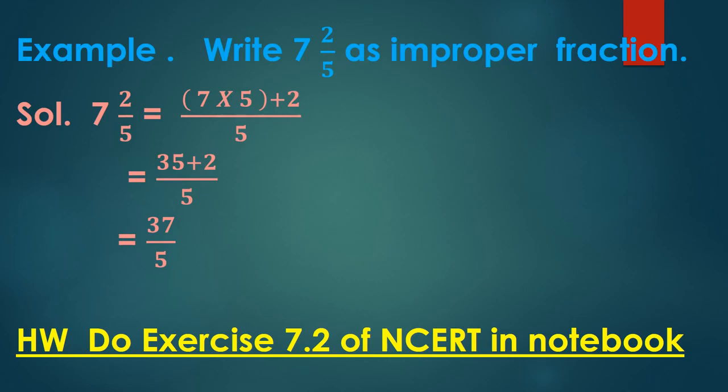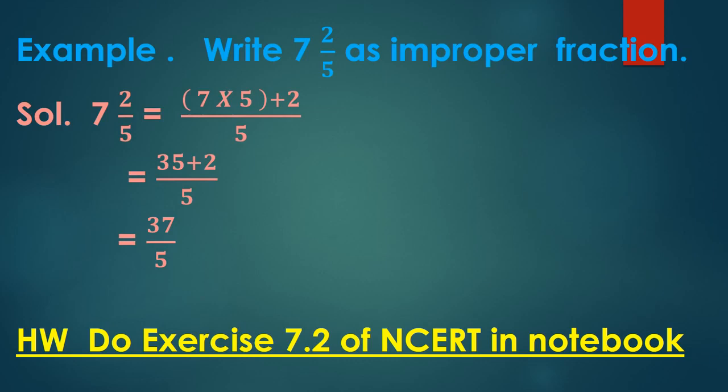So let us recapitulate what we have learned today. First of all, we have learned how to represent fractions on a number line. In this we learned that we will divide the line segment between 0 and 1 into as many parts as the denominator, then see the numerator, how many parts we have taken, and mark it. After that we have learned types of fractions. First, a proper fraction is one whose numerator is smaller than the denominator. An improper fraction is one whose numerator is greater than the denominator.